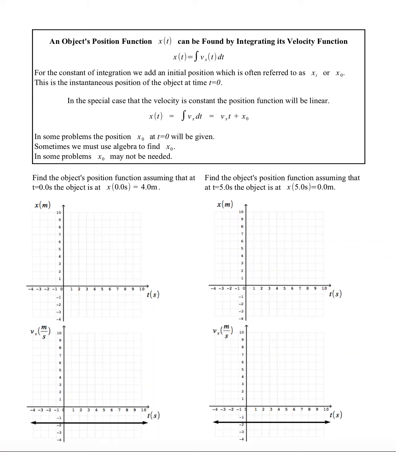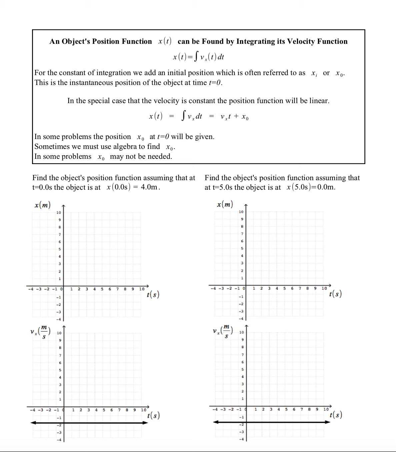In previous videos, I had showed that the slope of an object's position versus time graph is the velocity of that object. And this means the velocity is the derivative of the position versus time graph. What we'd like to do here is use antiderivatives to start from a velocity versus time graph and find out what the position versus time graph of that object would look like.